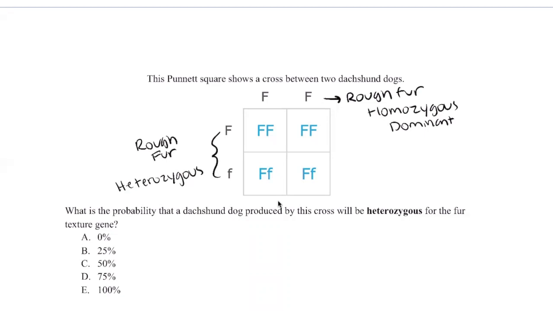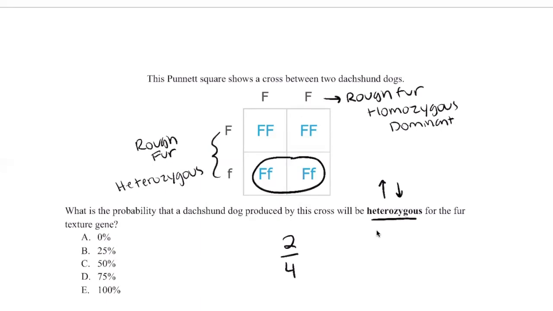And so the question is, what is the probability that a Dachshund dog produced by this cross will be heterozygous for fur texture? Okay, so we want to look for whichever options in the box represent heterozygous. If you remember, heterozygous is 1 capital letter and 1 lowercase letter, essentially. And so if you look at the box, we see these 2 out of the 4 are heterozygous. So 2 out of the 4 are heterozygous.